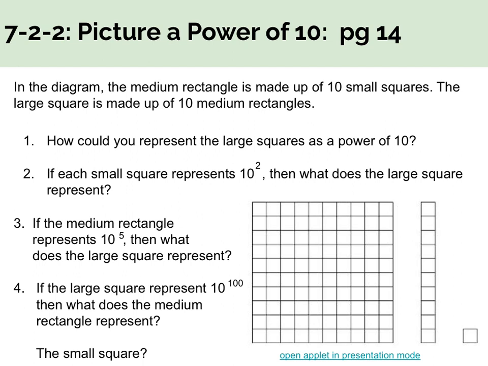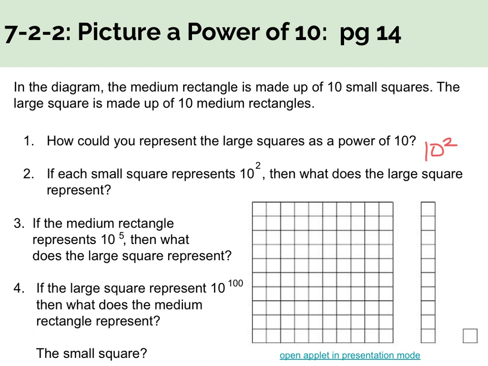The larger square is made up of 10 medium rectangles. How could we represent the large square as a power of 10? And then if each small square represents 10 to the second, then what does the large square represent? So we're just going to do numbers 1 and 2 together first, and then we'll go ahead and talk about the rest of them. So we can actually represent the larger square as 10 to the second.